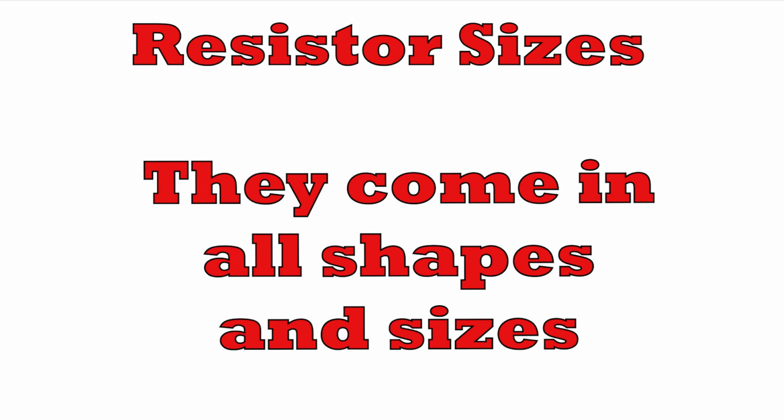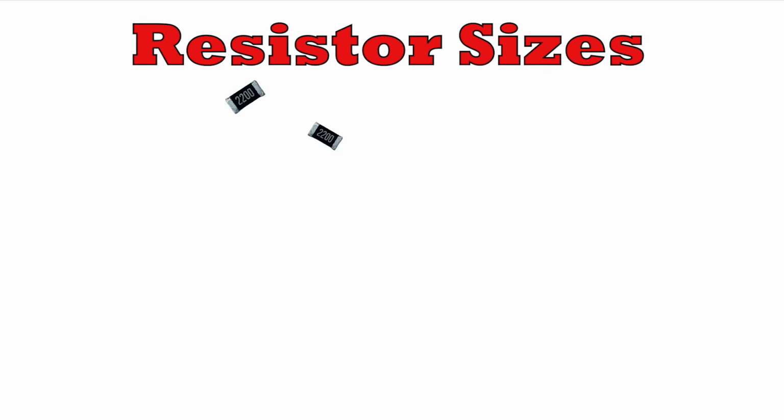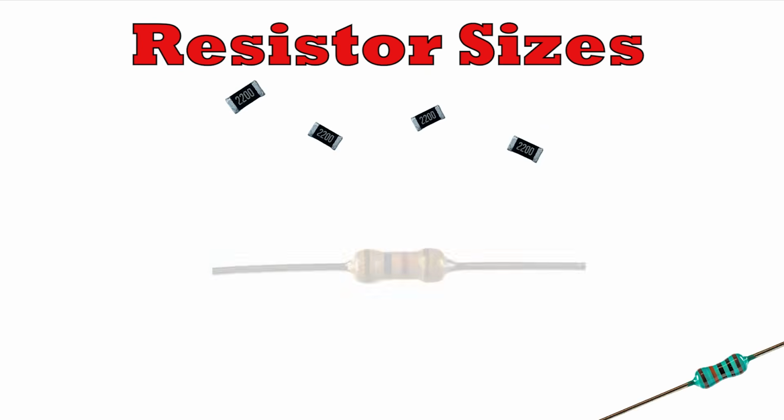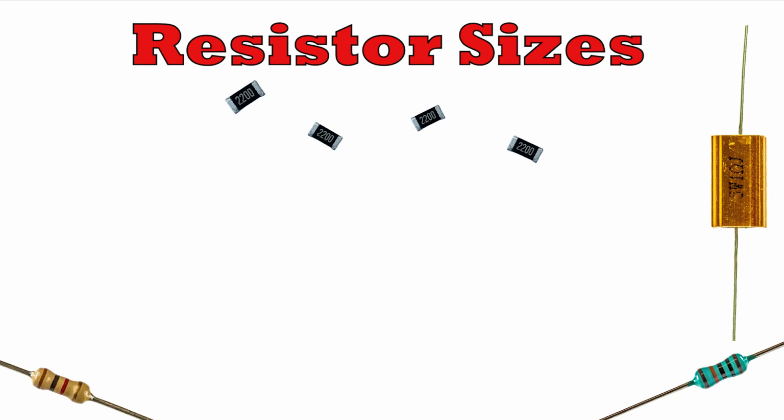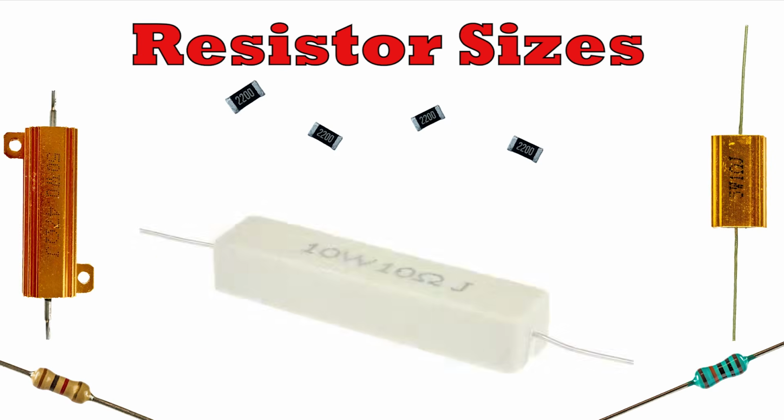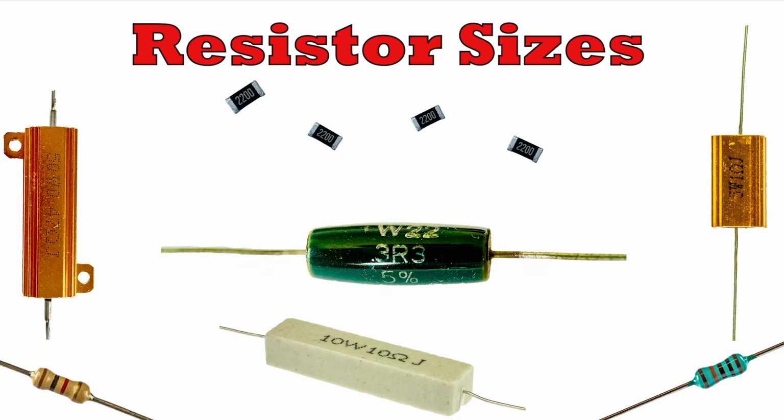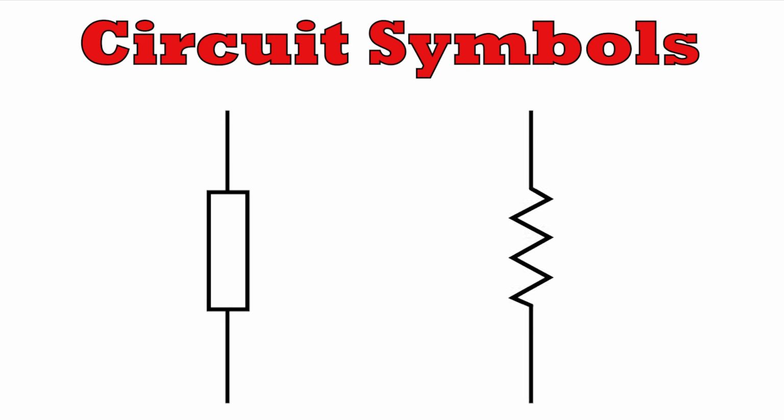But what sizes do resistors come in? Like most components, they come in all shapes and sizes, from tiny low wattage surface mount devices for your small electronic gadgets to leaded ones as you see here, and some even bigger ones where large levels of power need to be handled. In circuit diagrams, they're usually shown as rectangles, or they may be like this zigzag line here.